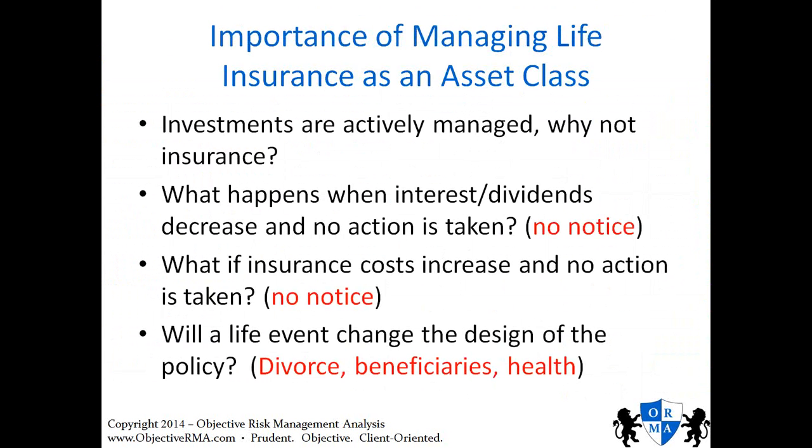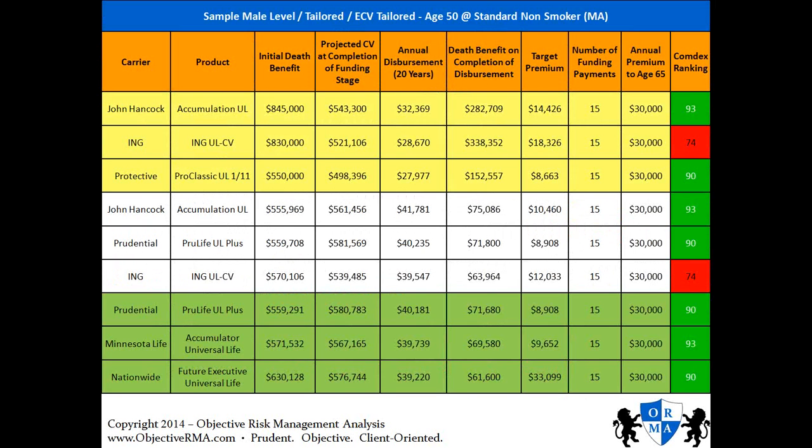Maybe there's a divorce, you have different beneficiaries, maybe you have grandkids. Those are all factors that are going to change the policy or the design of it or the purpose of it. Okay, and I basically summed it up on one grid. You can see the yellow is the level, the white is the tailored, and then the green is the enhanced cash value. And you can just see the top three choices from each grid laid out and see how they stack up compared to one another.